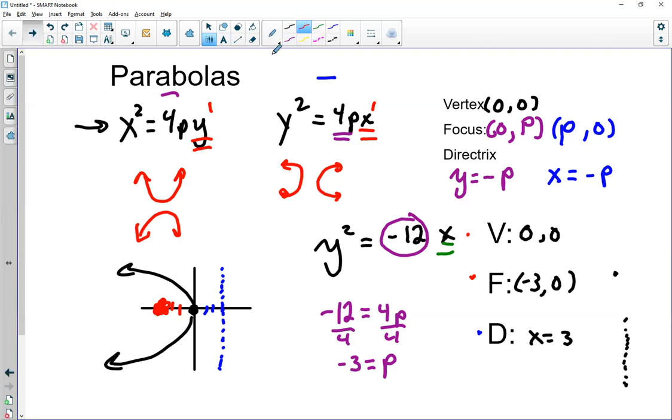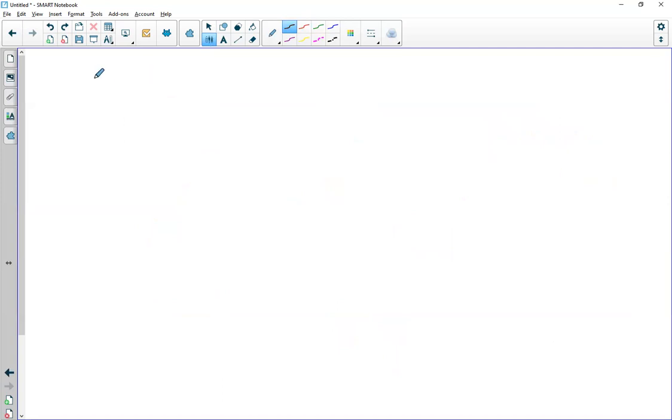All right. So there's a reverse type problem where I tell you the vertex is 0, 0, and the focus is, let's say, 0, 2. Doesn't another shape go back the other way? Different shapes have different rules, so yeah.